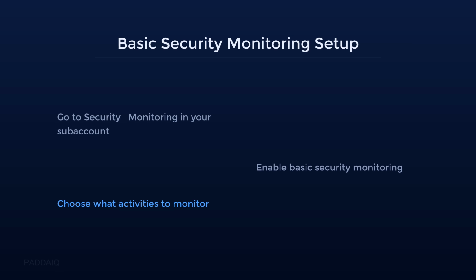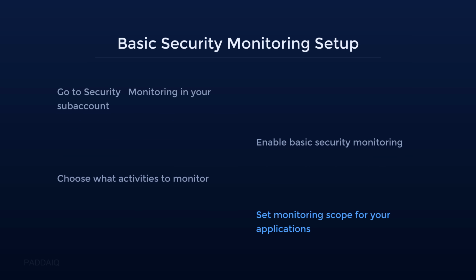Choose what activities to monitor. This means selecting which user actions and system events to track for security. For instance, you might monitor only user logins and data exports instead of all system activities. This focused approach helps detect unauthorized access or data leaks efficiently. Proper selection ensures you capture critical security events without unnecessary data clutter.